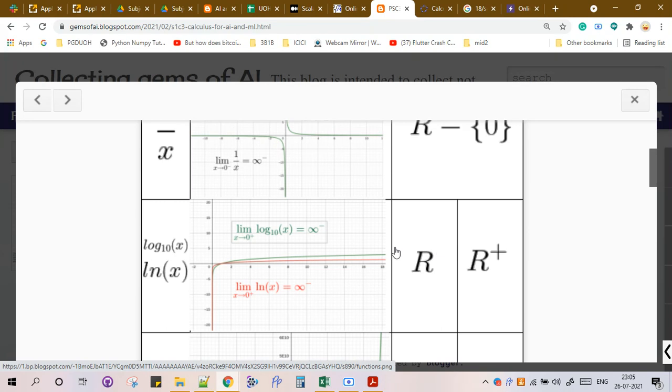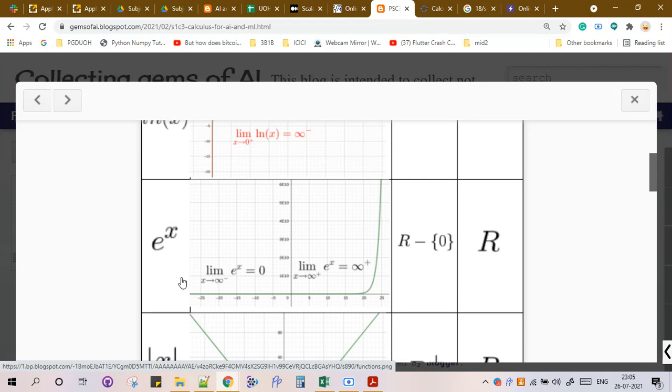So the range would be R, not R minus 0. Sorry, log 1 is 0, so the output is R, since we are getting 0, plus and minus, everything. So it is R. Sorry for the mistake, right?